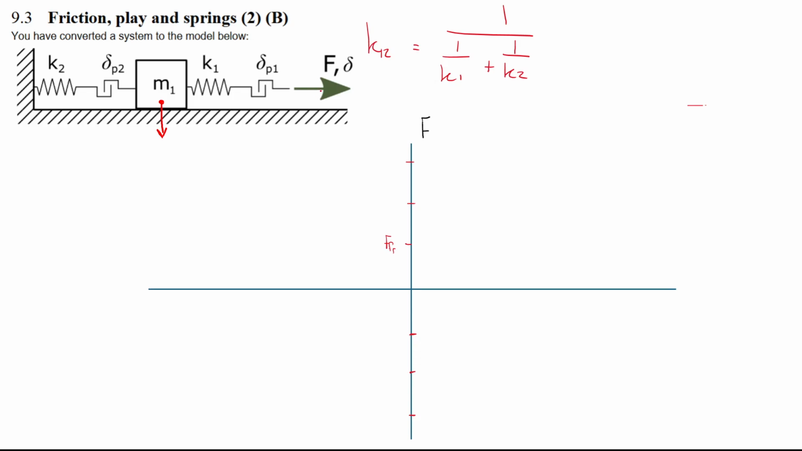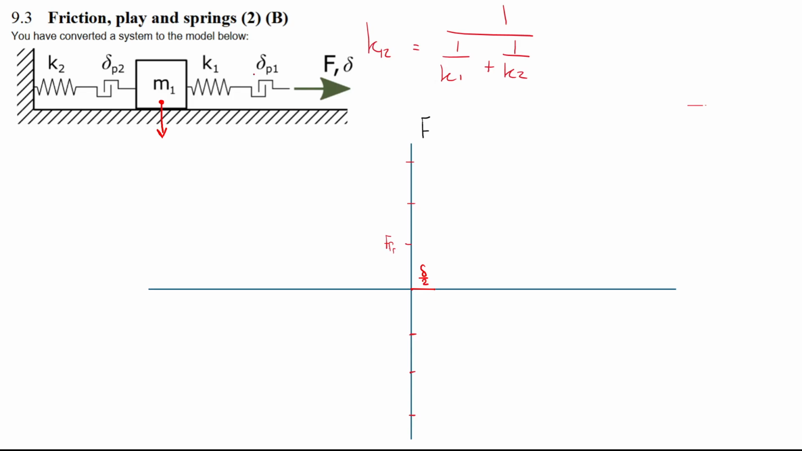The first thing is that we have zero force, and then we apply a little bit of force. First thing, of course, is the play moves into the right direction. So basically, we go over here from 0 to over here, and this is the first part. It's basically delta over 2. Half of the play, as it were.